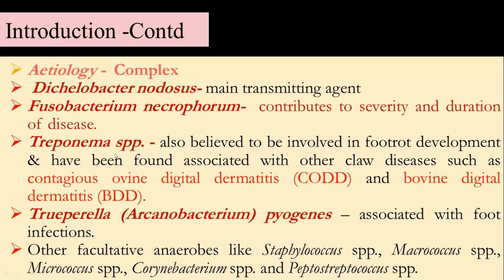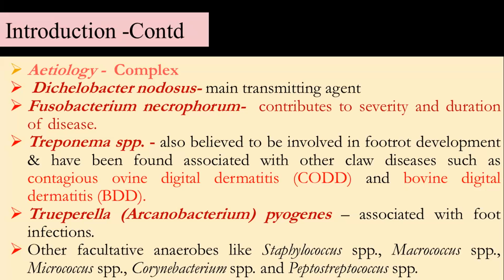And another organism is Treponema. Here you can see Treponemes. They are also found in the foot lesions, but they do not cause foot rot. They mostly cause a disease called contagious ovine digital dermatitis. In cattle, they cause bovine digital dermatitis. This is a new disease. It was first reported in 1997 in England, and we have recently reported this in India, in Kashmir. So this is all about it.